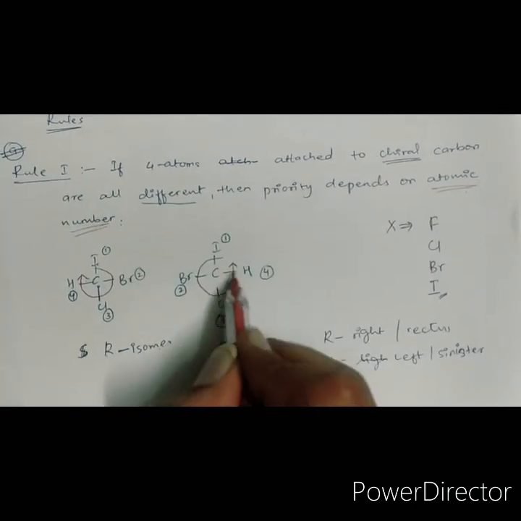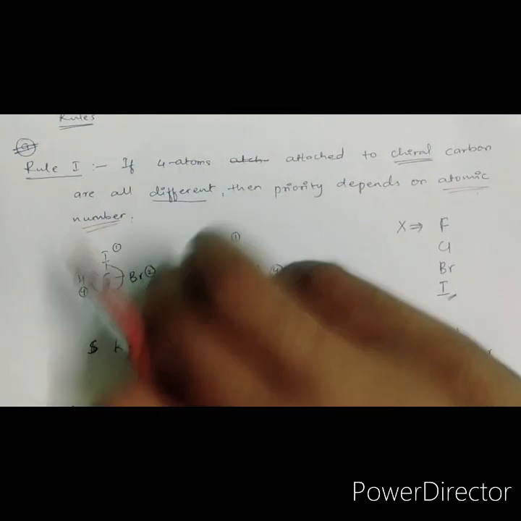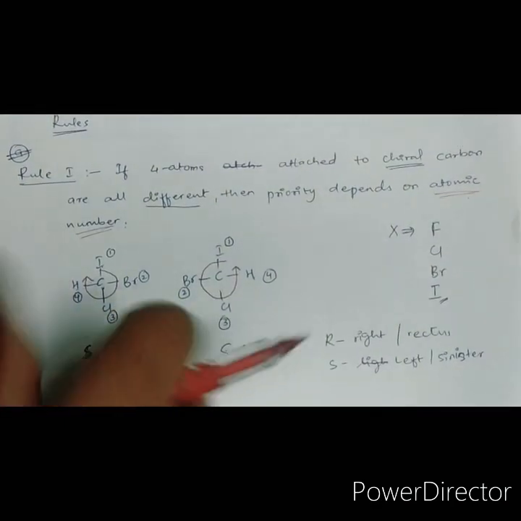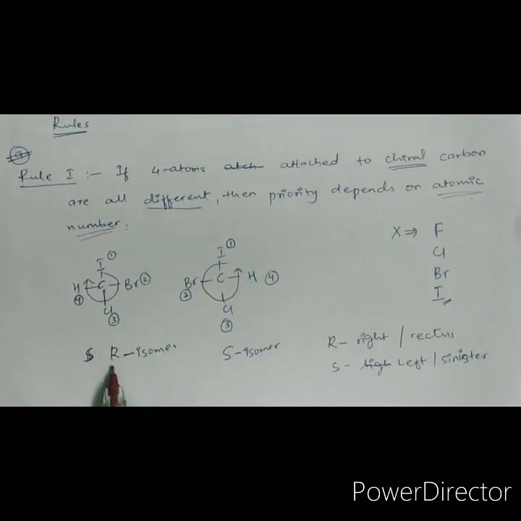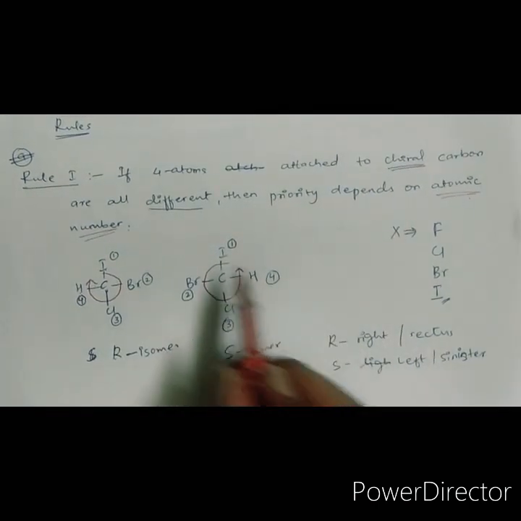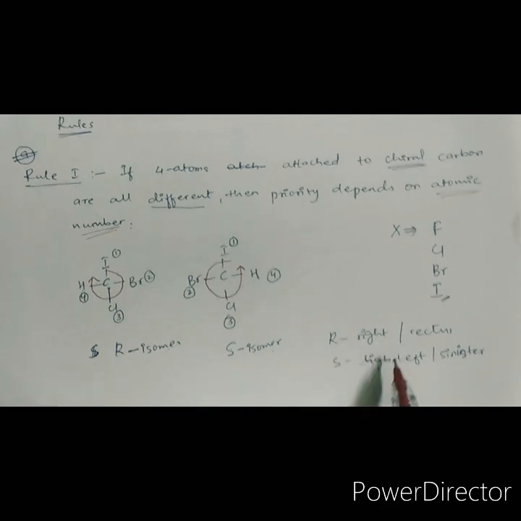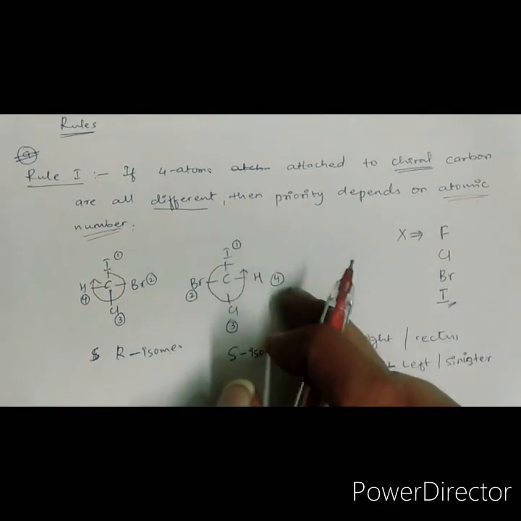We are not exactly rotating, we are assigning the priority. So now these priorities are assigned in the left hand side direction, and here the priorities are defined in the right hand side direction. So this is an R isomer if it is right hand side, and this is a S isomer because the priorities are moving in the left side.